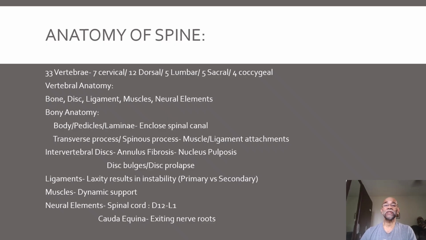Let's have a quick look at vertebral anatomy. Each vertebral body has got bone. There are discs in between. There are ligaments which bind one vertebral body to the other. There are muscles which dynamically support the spine, and there are neural elements.